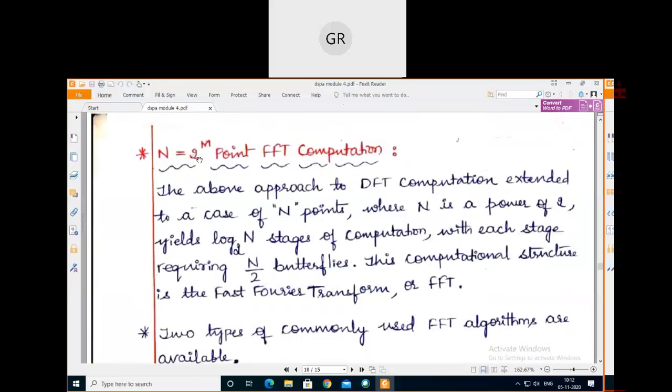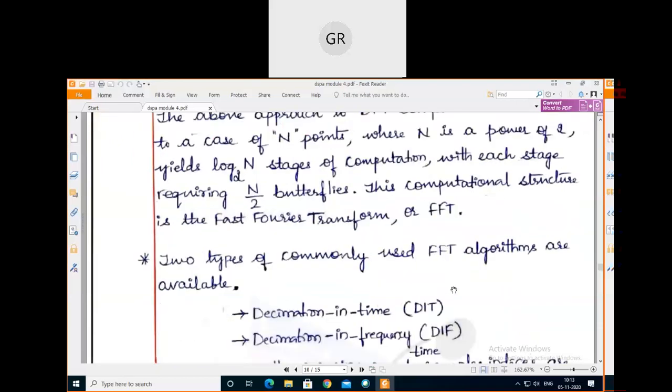Yes, leave it. Here, n equal to 2 raised to m point FFT computation. The above approach to DFT computation is extended to the case of n points, where n is a power of 2, which has log of n with base 2 stages of computation, with each stage requiring n divided by 2 butterflies. This computational structure is the fast Fourier transform or FFT.